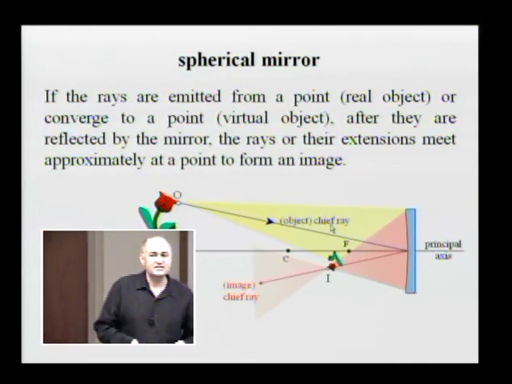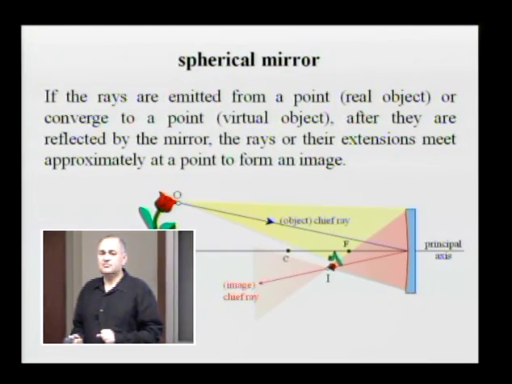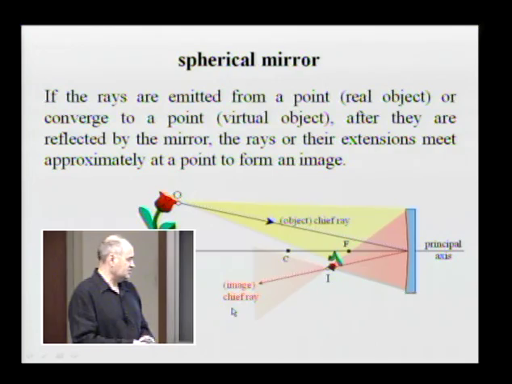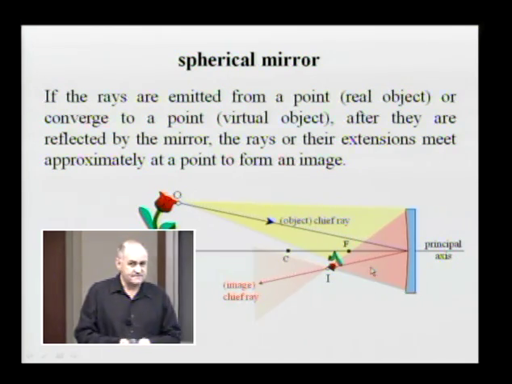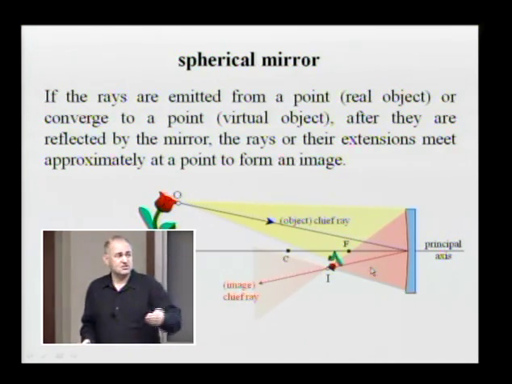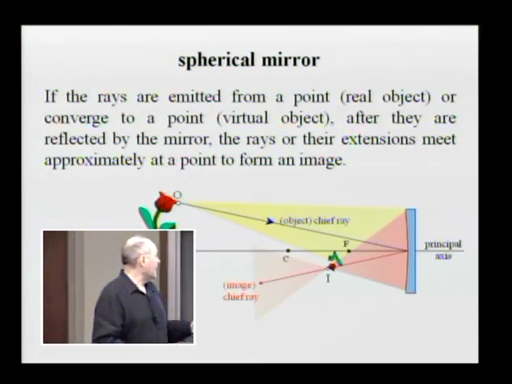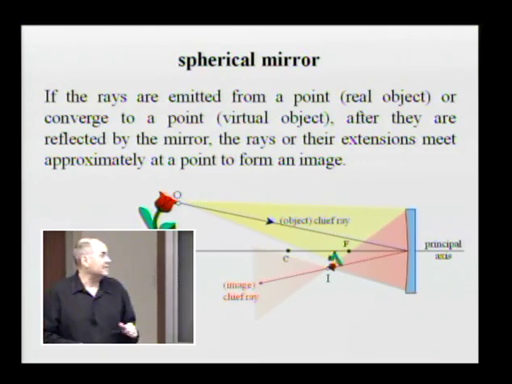Object chief ray has such a property that after it is reflected, it is symmetrical about the principal axis to the object chief ray, and it is called image chief ray. So object chief ray after reflection becomes image chief ray, and the 2 rays are symmetrical about the principal axis.